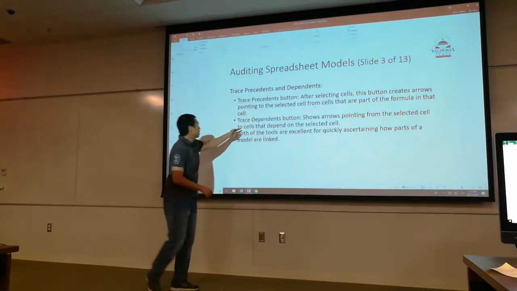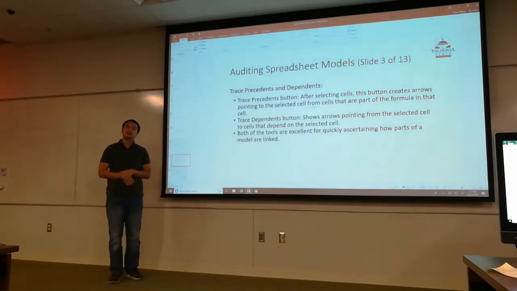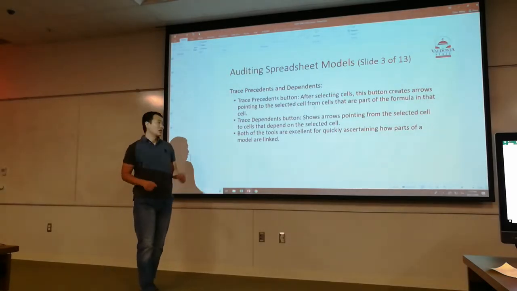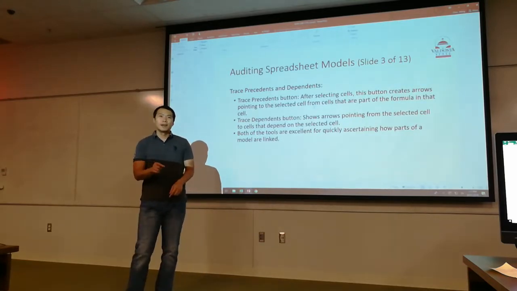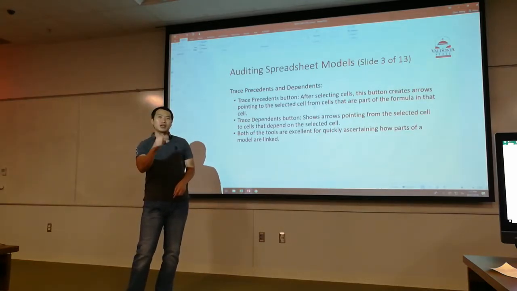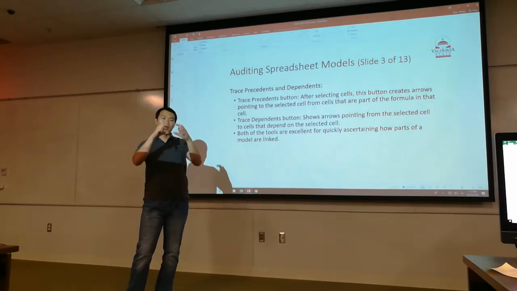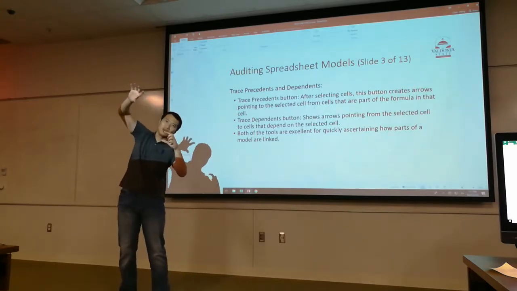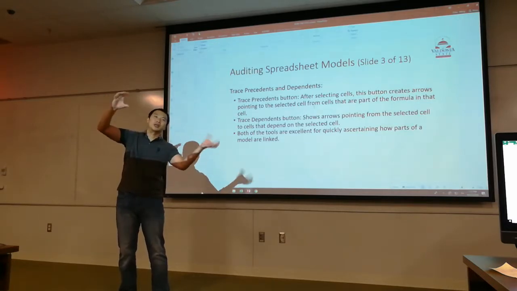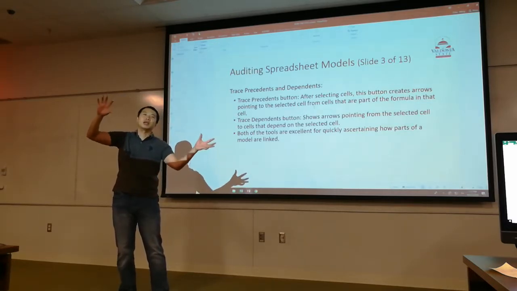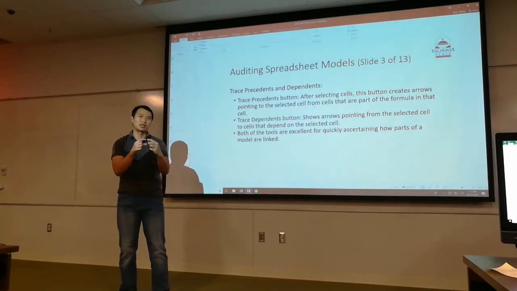And the second one, the dependents. If you select a cell and you use this function, it will show you where this cell is used. So maybe this cell is used in this formula and also this formula. So Excel will tell us, okay, those are the two places where this selected cell is used.